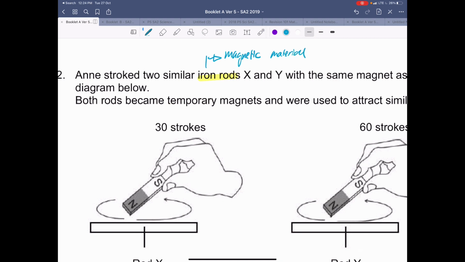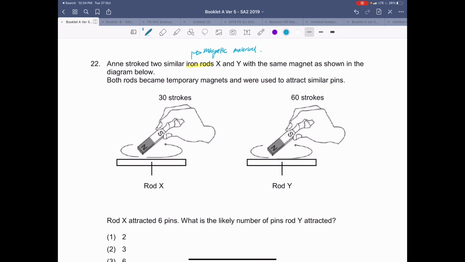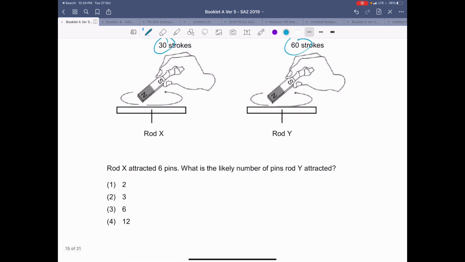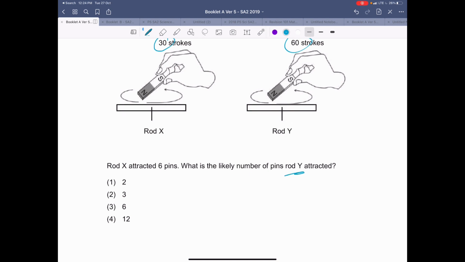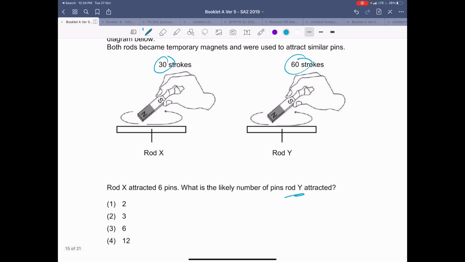Okay? Without this, it cannot happen. Now, as shown in the diagram below, one stroke 30 times, one stroke 60 times. So obviously, which is the stronger one? 60. Okay? So you need to remember that with the stroking method, the higher the number of strokes, the stronger the magnet. So what is the likely number of pins that walk Y? So this is actually times 2, right? Because 60 strokes is actually 2 times of 30 strokes. So 6 times 2, answer is 12. Answer 4. Okay?